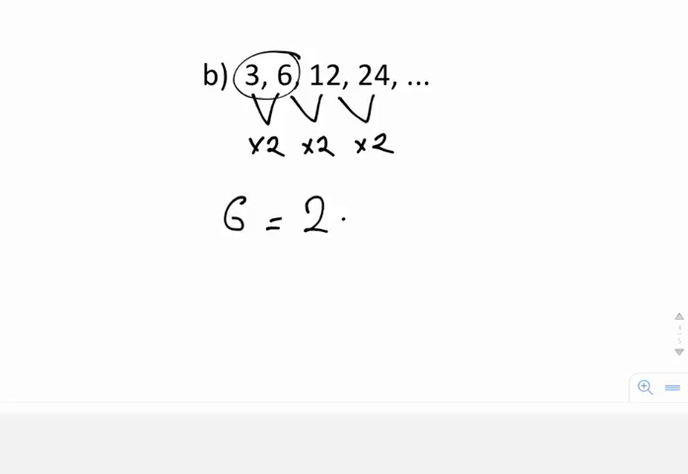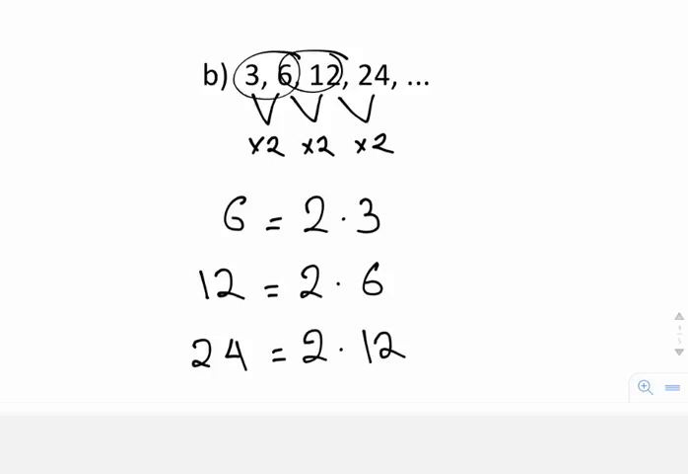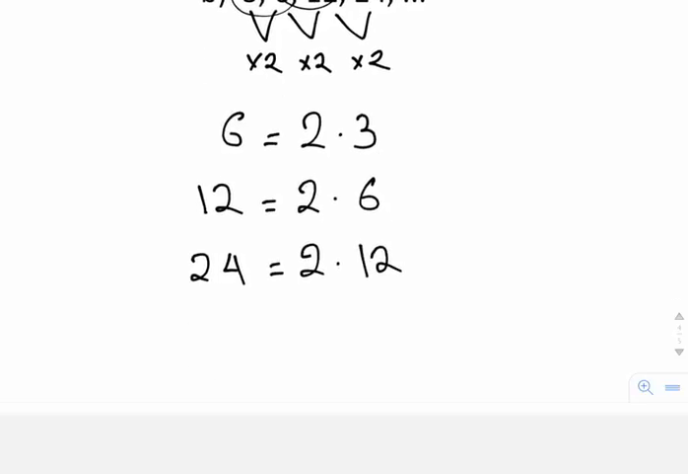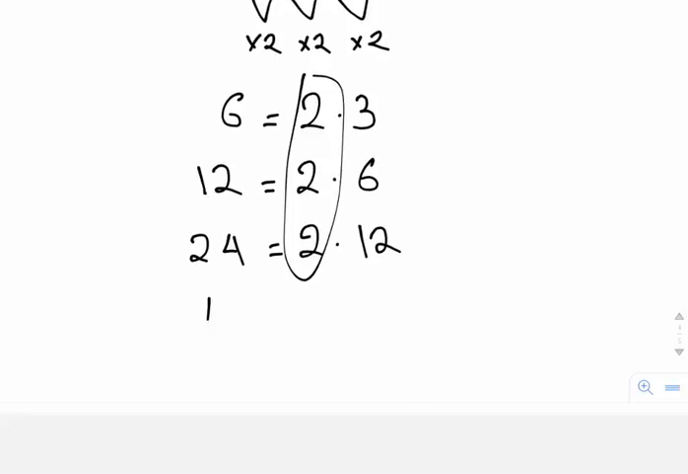I'll have 2 times 3. 6 and 12. 12 is obtained from 6 by multiplying it by 2. 24 is obtained from 12 by multiplying it by 2. Again, the common element here is always seeing the 2's. How can I write this recursively? Well, the successive term is 2 times the previous one.